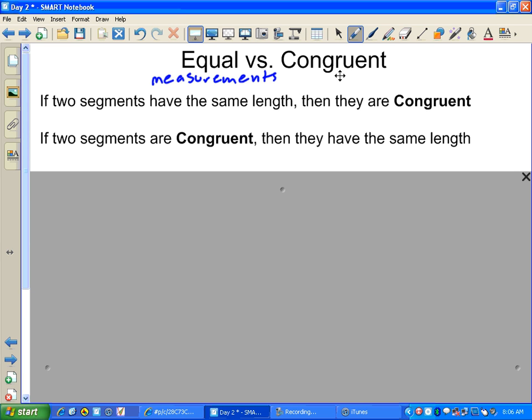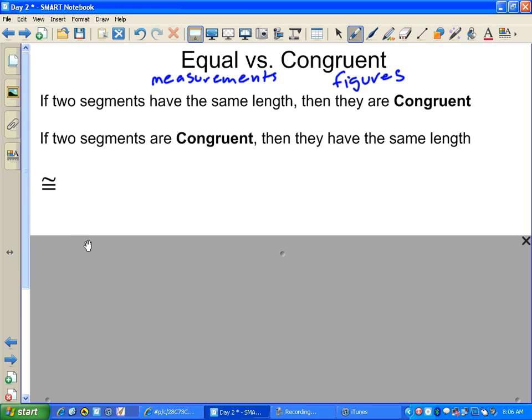Congruent applies to figures, so figures can be congruent. So segments, angles, triangles, squares, all those are figures. Those are congruent. You would never say a triangle equals another triangle. A triangle is congruent to another triangle. The length of a side of a triangle can equal the length of the side of another triangle, but the sides themselves are congruent.